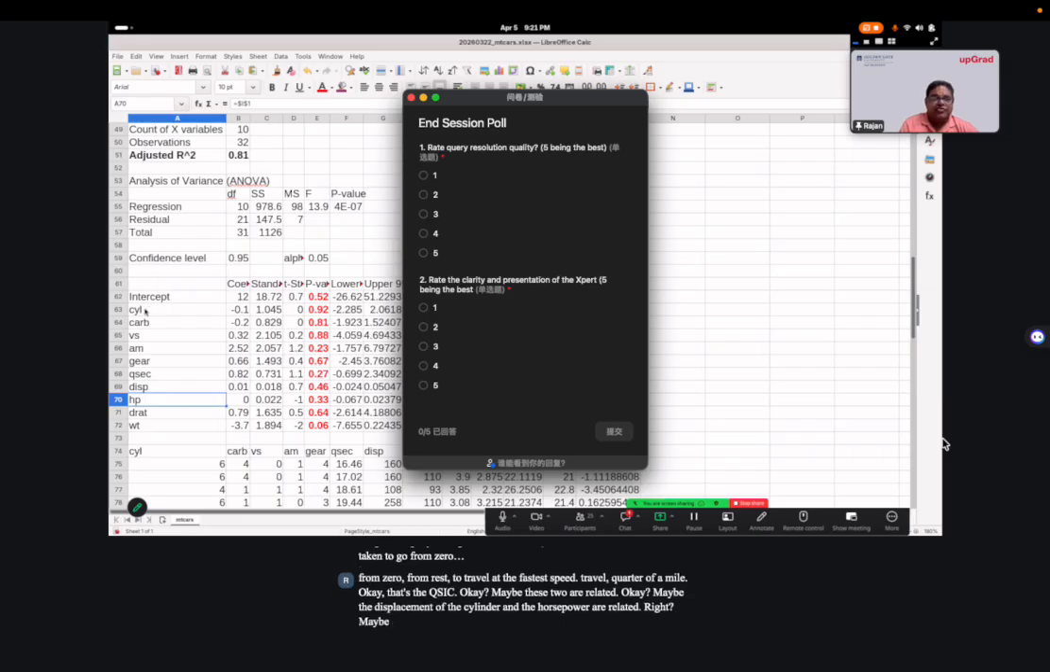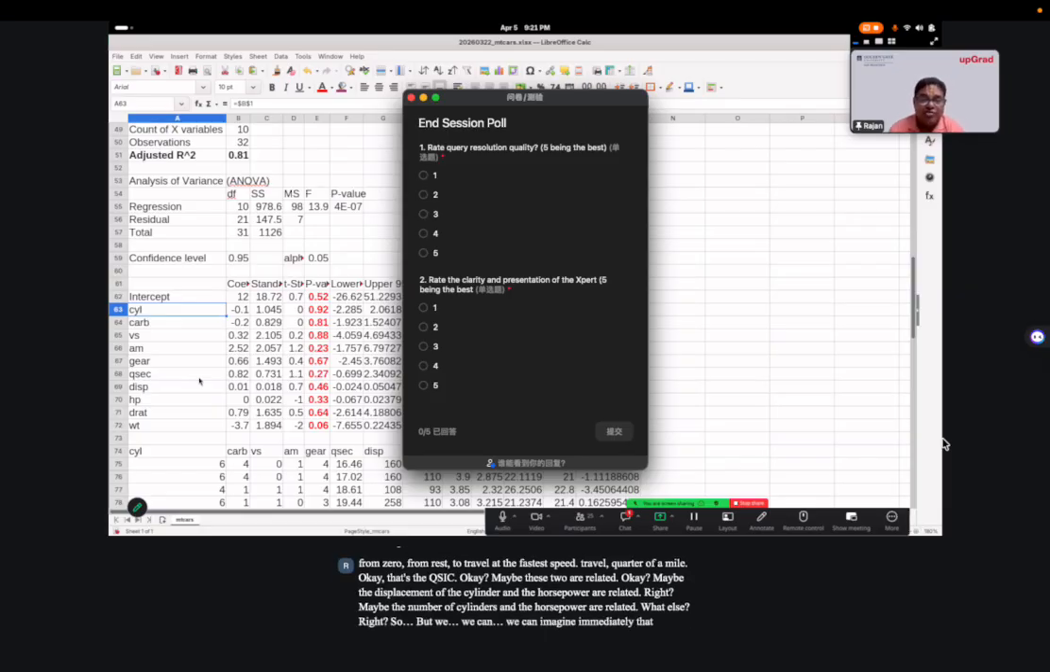Maybe the number of cylinders and the horsepower are related. Who knows? So we can imagine immediately that some of these variables might be related to each other. Therefore, in this case, we have to do VIF, variance inflation factor, for each one of these variables.